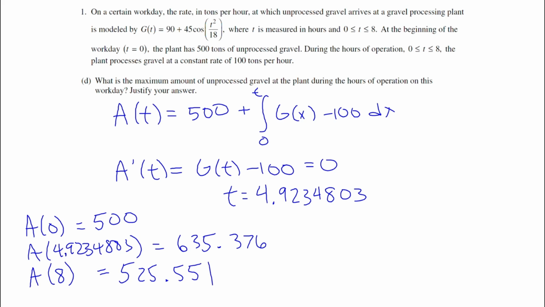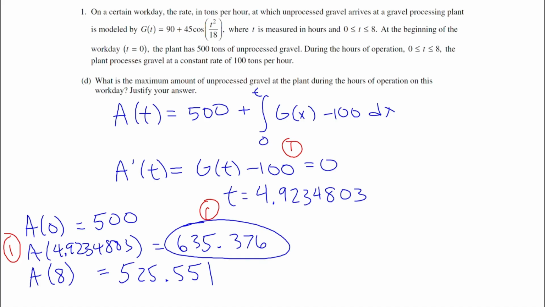And so since our only possibilities were the critical value and the endpoints, we can see that the maximum amount is 635.376. Now, that gets us all 3 points for this. 1 for considering when A prime was equal to 0, 1 for finding the correct answer, and 1 for the justification, which is this little chart here of values of all the possibilities.